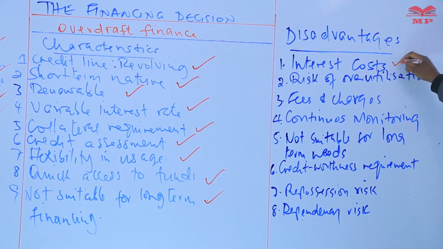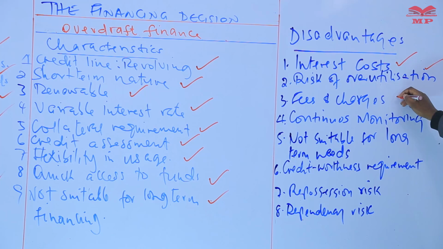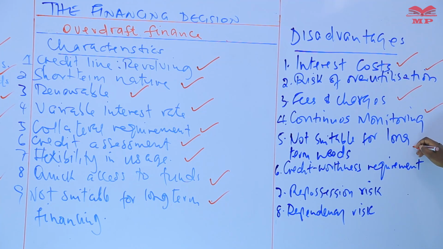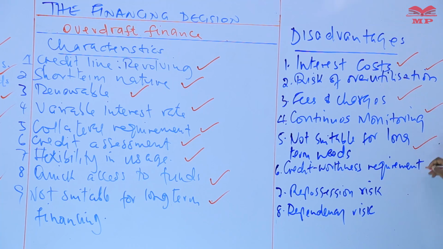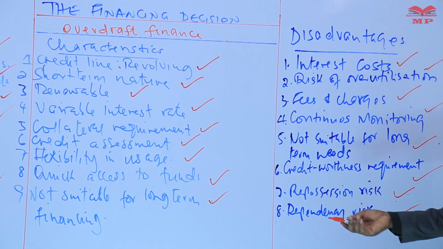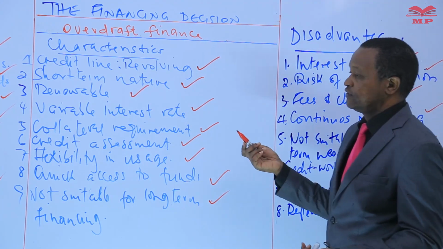Here are 8 disadvantages. 1 is related to interest. Number 2, risk of overutilization. Number 3, fees and charges. Number 4, continuous monitoring. 5, not suitable for long-term needs. Next, creditworthiness requirement. Number 7, repossession risk. Number 8, dependency risk. So these are characteristics, advantages, and disadvantages of overdraft finance.